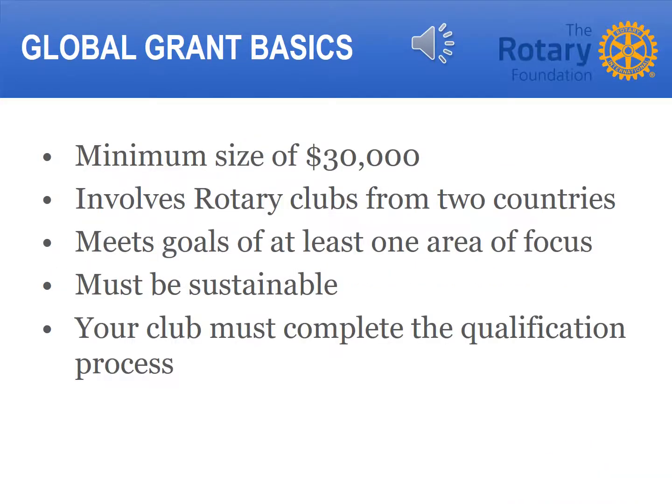There are a few basics that every global grant has to meet. First, the minimum size of a global grant is at least $30,000. Second, it must involve at least 2 Rotary clubs from 2 separate countries. Third, it must meet the goals of at least one area of focus. Fourth, it must be sustainable, meaning the project continues on after the grant activities end. And finally, your club must complete this qualification process. And although this session will focus on applying for global grants, the grant management practice that we discuss could be used for all grant types.